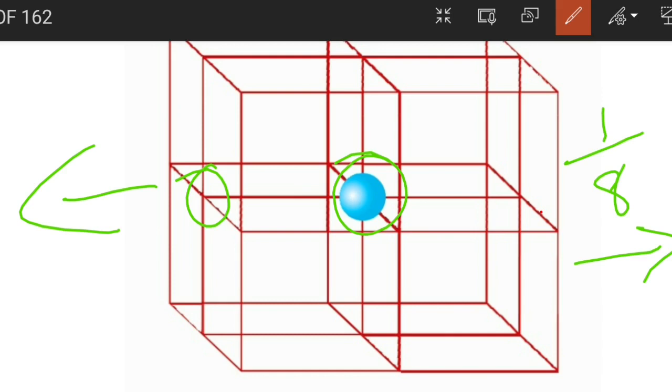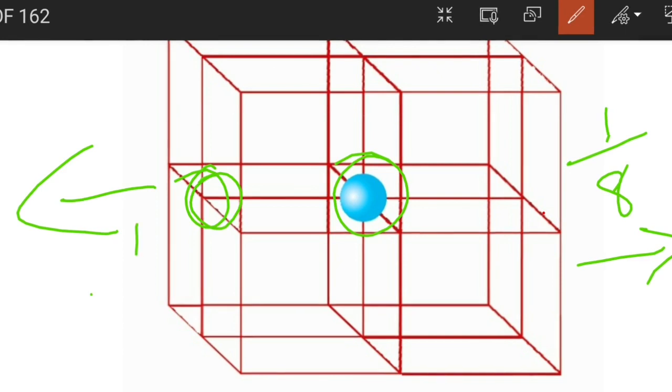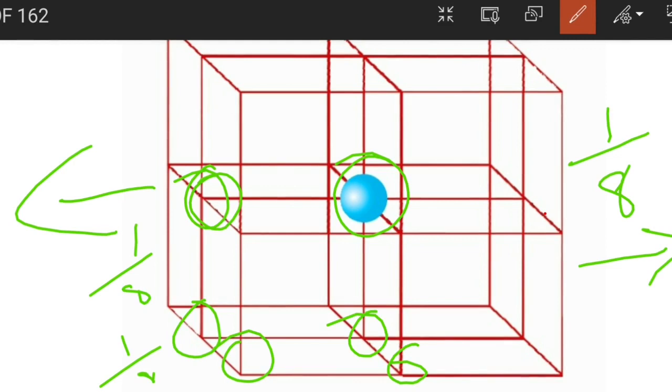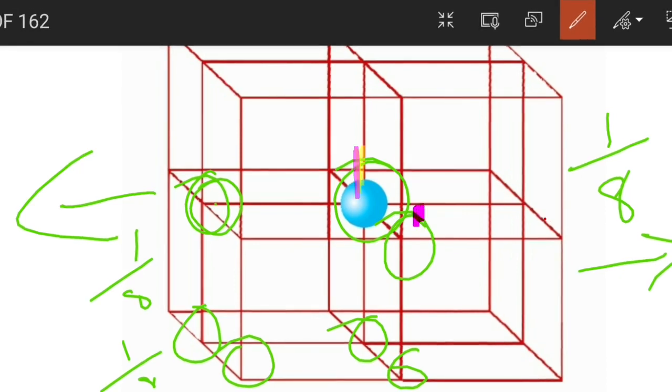So this side also there will be unit cells. From this corner also it is getting 1/8 of the portion. This corner also it is getting 1/8. From this corner also 1/8. This corner also 1/8, and this corner also. So in total, how many corners are there for a unit cell? This corner is 1. This is 2. This is 3.